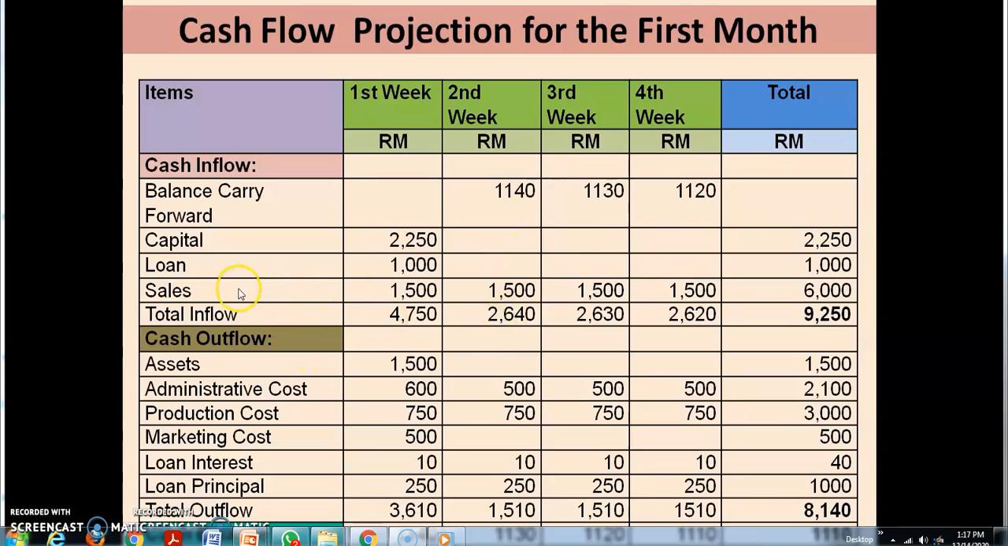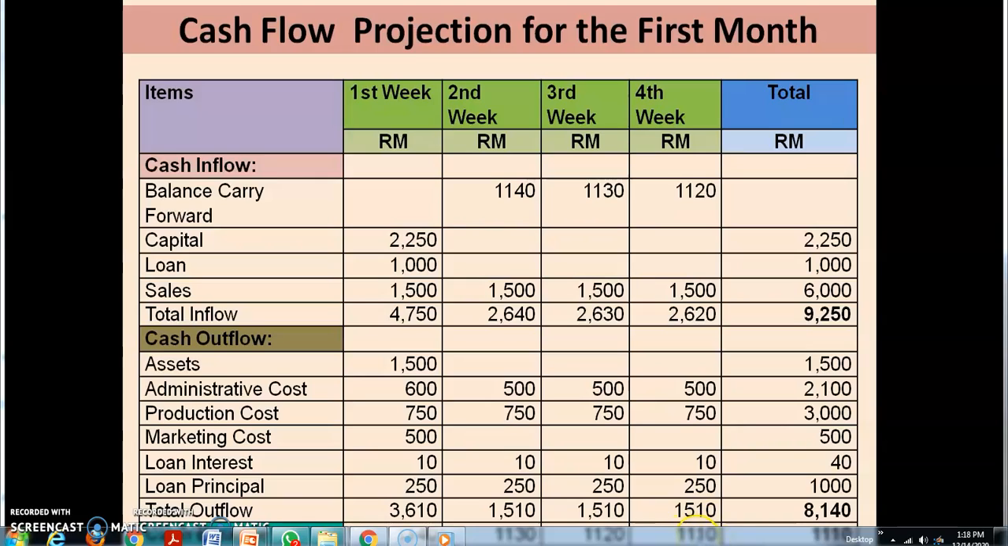And let's say the sales here is 1540. So the total inflow will be 2630. 2630 minus 1510, you will get 1120. Bring this 1120 to the fourth week. Let's carry forward. Okay, so you have to add it up with the sales amount 1500, and the total inflow will be 2620. And then you need to minus 2620 with the total outflow, which is 1510. So you will get the cash balance of 1111.